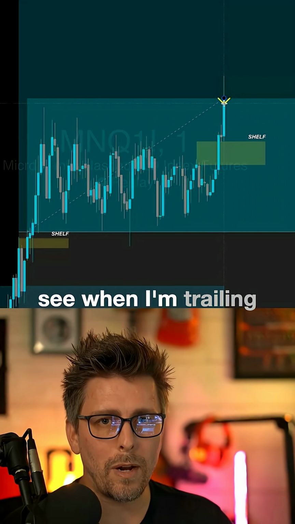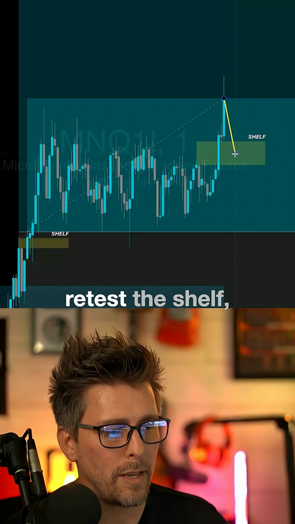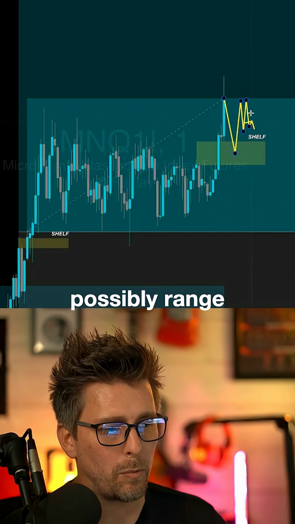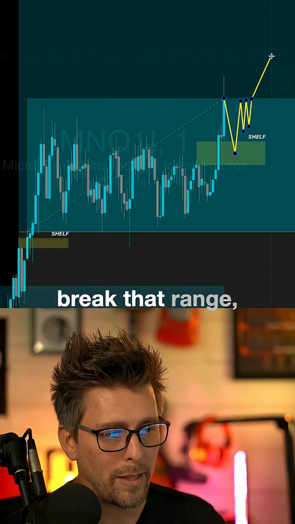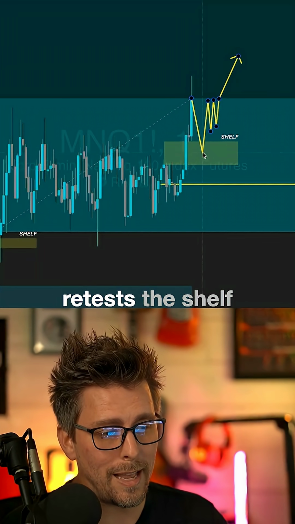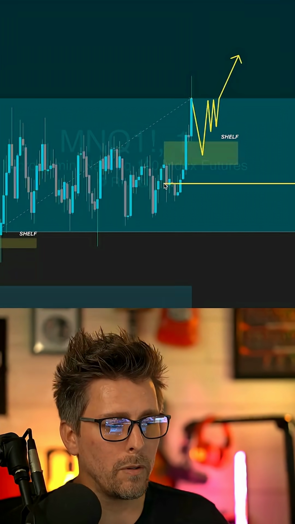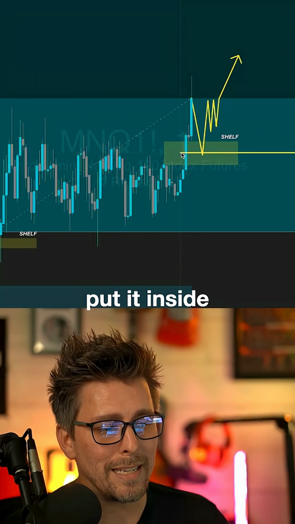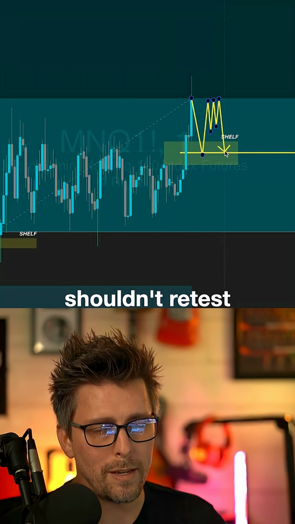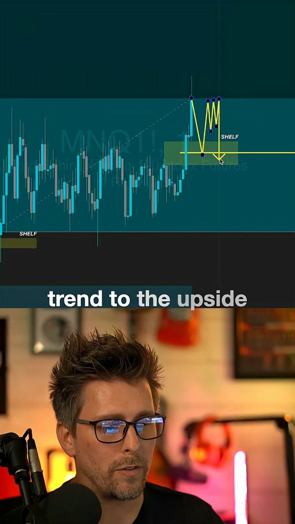What I want to see when I'm trailing is price action retest the shelf and then move back up into the consolidation range, possibly range for a minute, but eventually break that range, creating a new shelf underneath. Once price action retests the shelf and then moves higher, we can take our trail stop and put it inside of the shelf. You see, we're playing the odds that price really shouldn't retest the shelf because it's a healthy trend to the upside in this case.